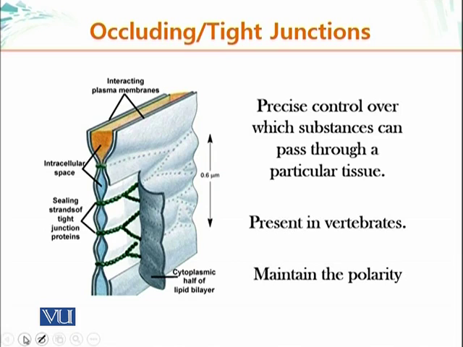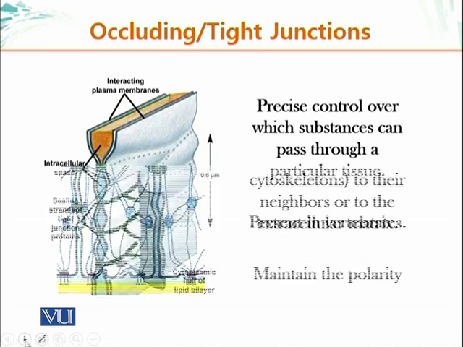These tight junctions are present in all vertebrates, and they also help cells maintain their polarity. I will explain what I mean by polarity in a subsequent module, but here I would just mention that they allow cells to place certain proteins on one side of the cell and not the other. Invertebrates don't have tight junctions. They have a different type of junction which performs a similar function. It is called the septate junction. We'll also talk briefly about those types of junctions too.